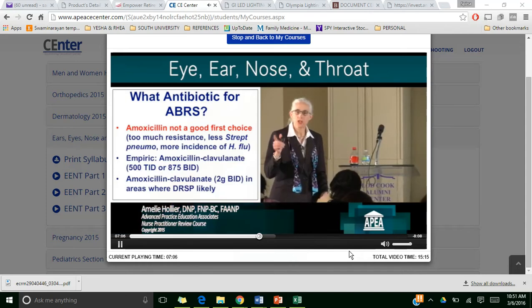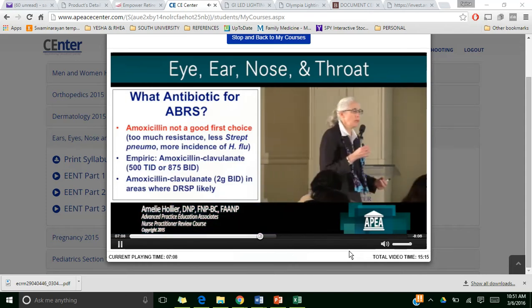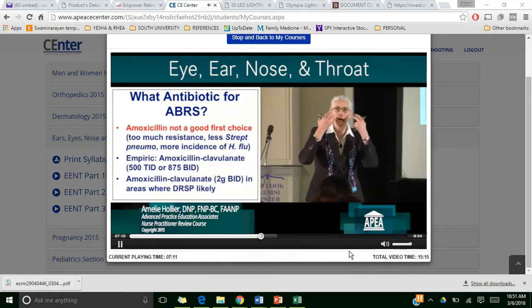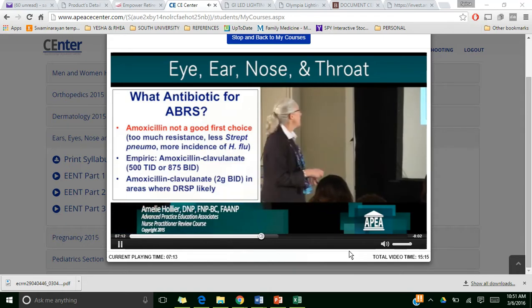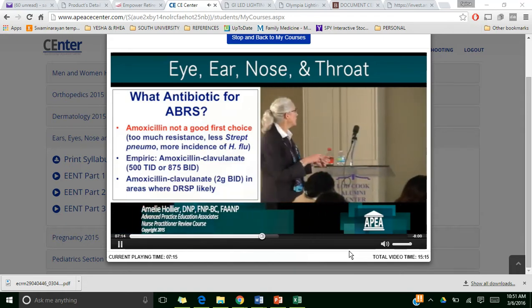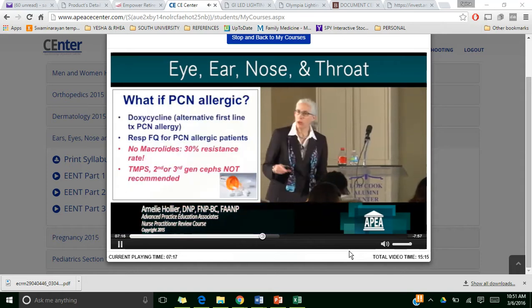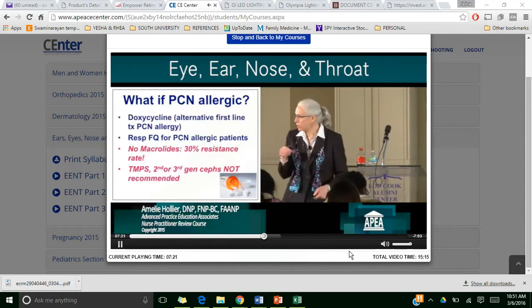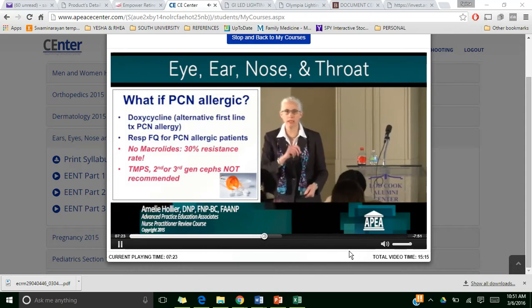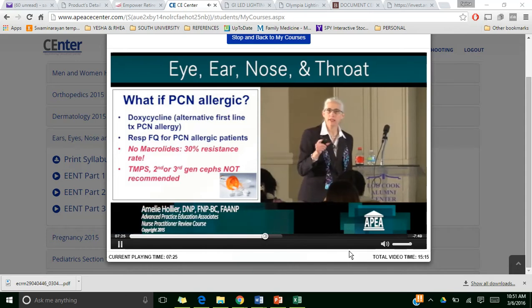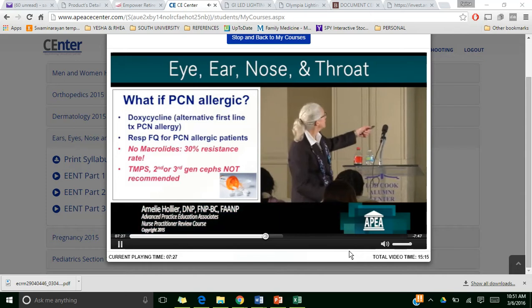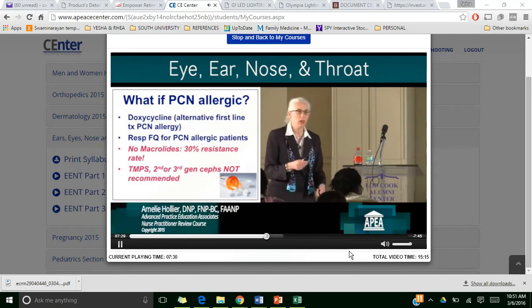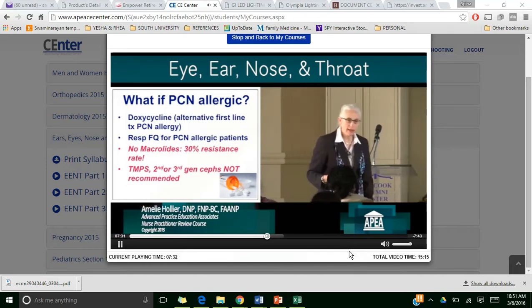What would you give, according to the new guidelines, if your patient was pen allergic, meaning you could not give Augmentin? The guidelines say, we got you covered. Give doxycycline. It's a good alternative to first-line treatments. And if you can't give that one, or if you've had a failure with Augmentin or doxycycline, the guidelines say, jump straight to a respiratory fluoroquinolone.